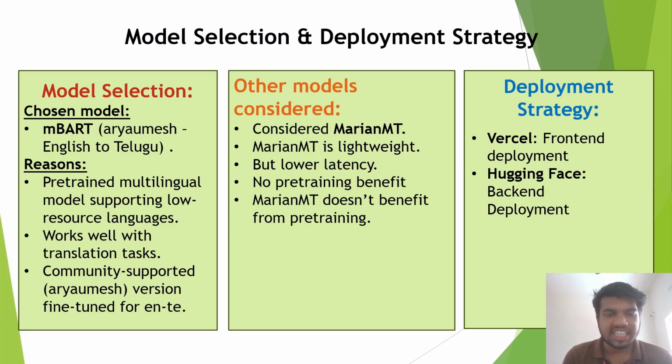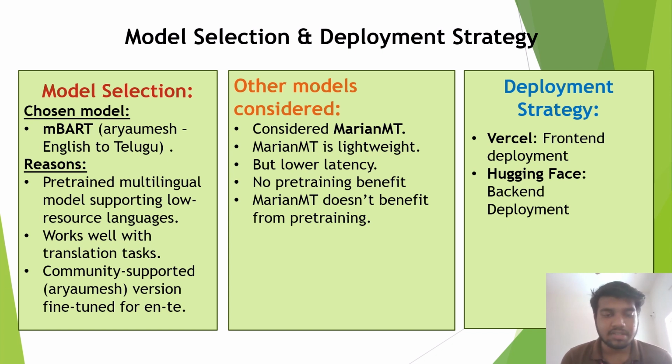Now for model selection, we used the mBART model. This is a multilingual transformer model from Facebook AI. We chose the version fine-tuned especially for English to Telugu by a Hugging Face user named Imish. This model performs well with low resource languages like Telugu. We also considered Marian MT, which is faster but does not perform as well. So we selected mBART.